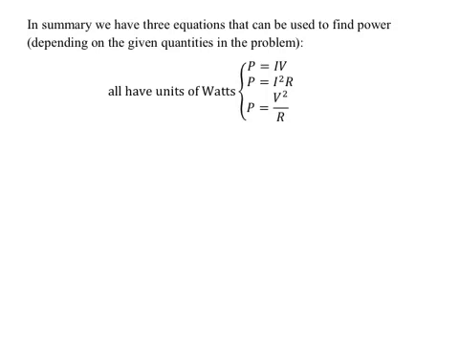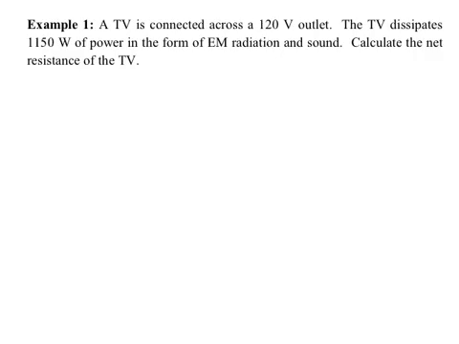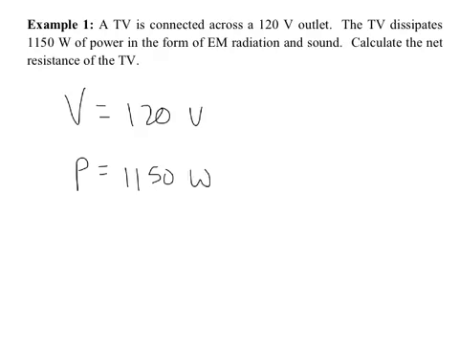Power we're calculating. So a TV is connected across a 120 volt outlet. The TV dissipates 1150 watts of power in the form of EM radiation, hopefully light, the visible spectrum that we're seeing, and sound. Calculate the net resistance, the overall resistance of the TV. So we have some sort of a circuit, right? And the voltage across it is 120 volts. And we know that the power used by the TV is 1150 watts. So we know the voltage and the power.